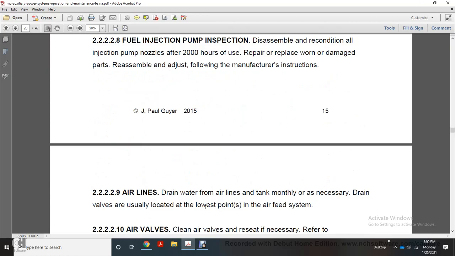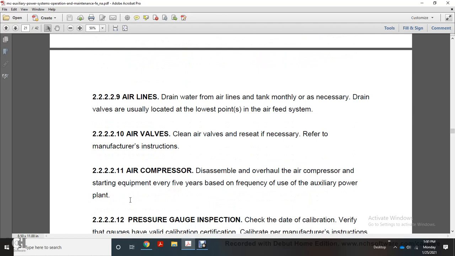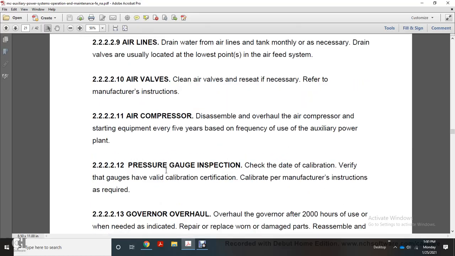Air lines: drain the water from the air line tank monthly as necessary. Drain with the valves, usually located at the lowest point of the air feed system. Air valves: clean the air valves as necessary, following the manufacturer's instruction. Air compressors: disassemble and overhaul the air compressor for starting the equipment every 5 years, based on the frequency of use of the auxiliary power plant.